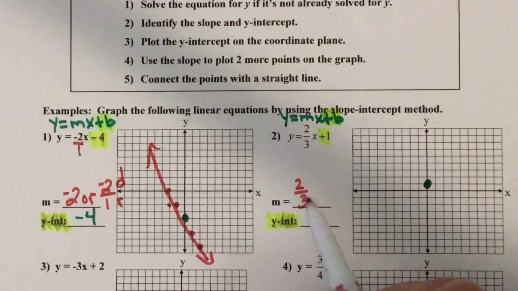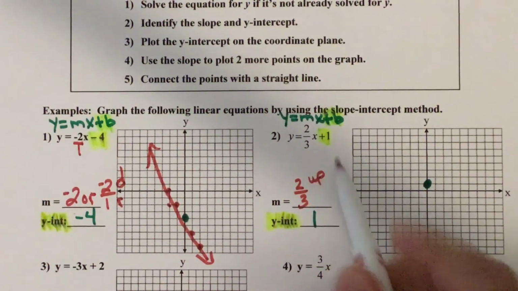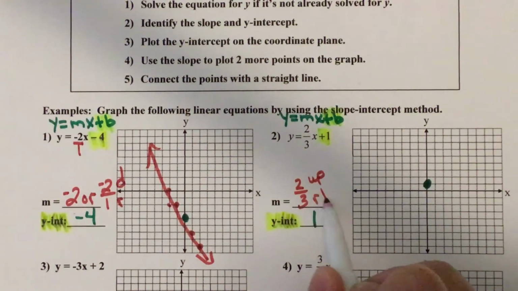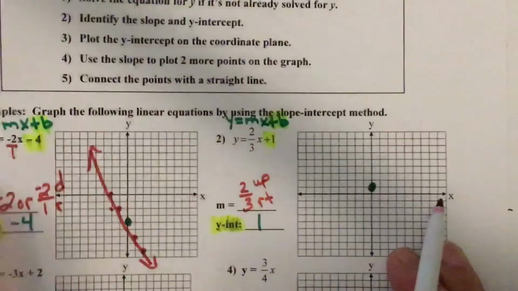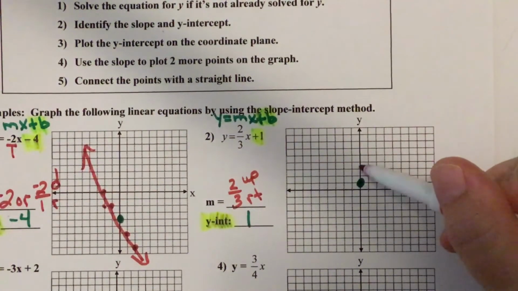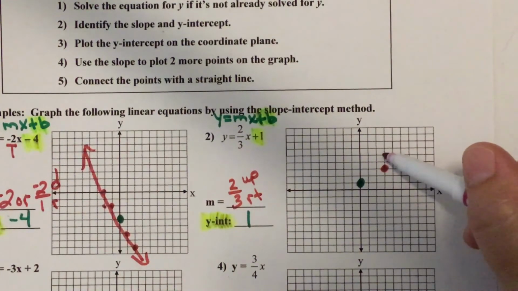Remember, slope is rise over run or fall over run. So since the top number is positive, I'm going to go up. And since the bottom number is positive, I'm going to go right. So from our y-intercept, I'm going to go up 2 and right 3. 1, 2, 3. Up 2 and right 3.